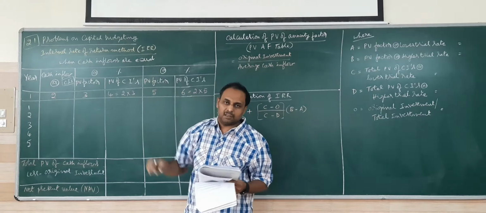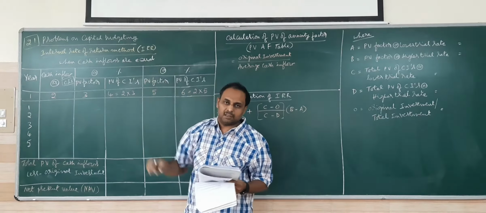This will be compared with the cost of capital to decide whether the project is to be taken or not. So if IRR is more than the cutoff rate, more than the cost of capital, it will be selected; otherwise it will be rejected. So we are getting to the next method, as I told, internal rate of return method. There are two situations there.